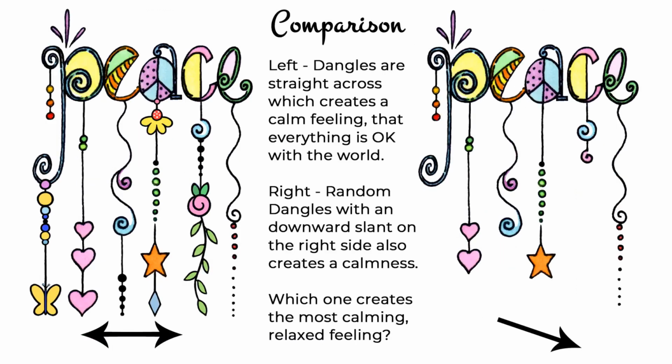Now let's go on and compare peace. On the left, I have it written, dangles are straight across, which creates a calm feeling that everything is okay with the world. And on the right, it is random with a downward slant on the last few dangles, with a few random ones in between there. And this also creates a relaxing effect. But now which one creates the most relaxed feeling? Take a look at the next picture.